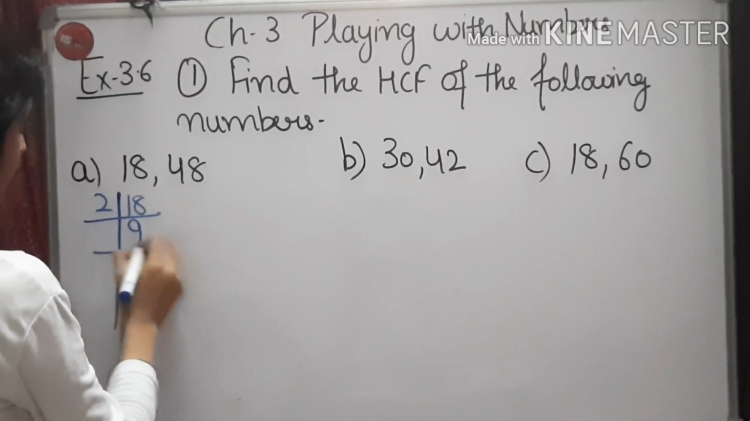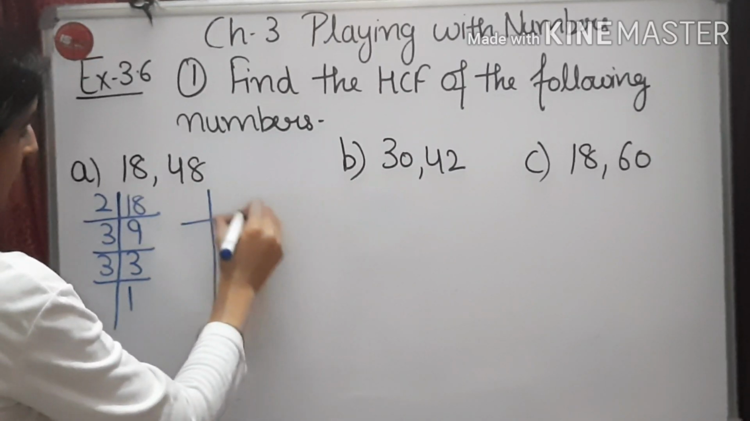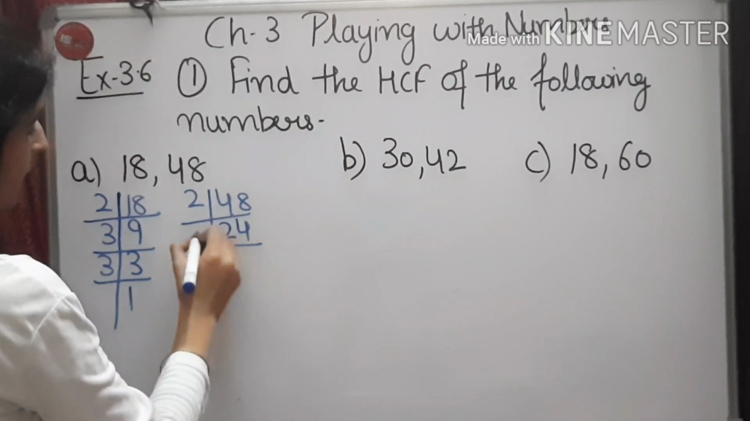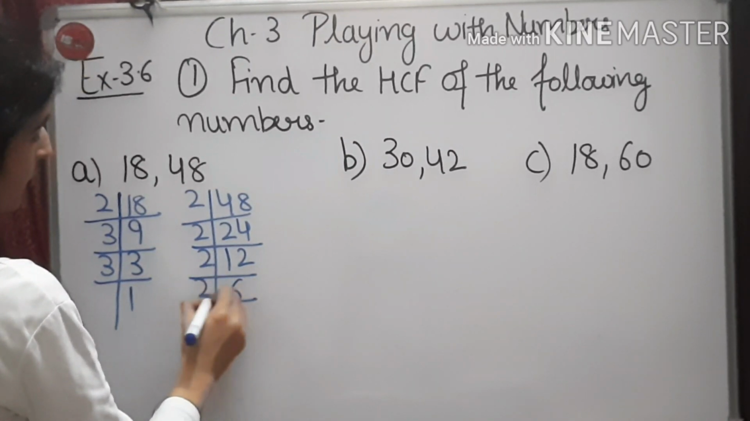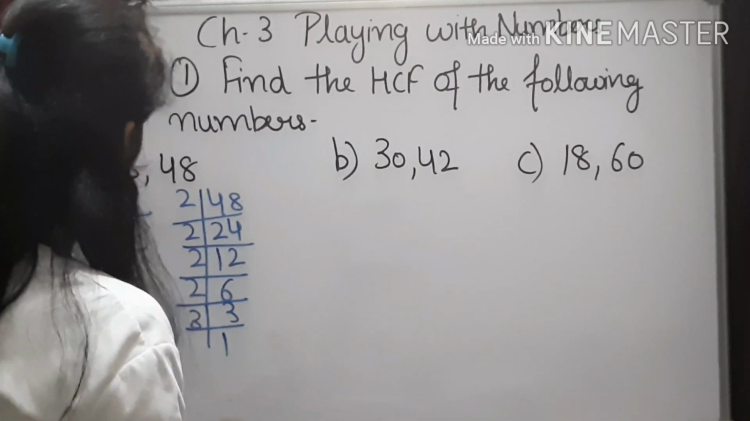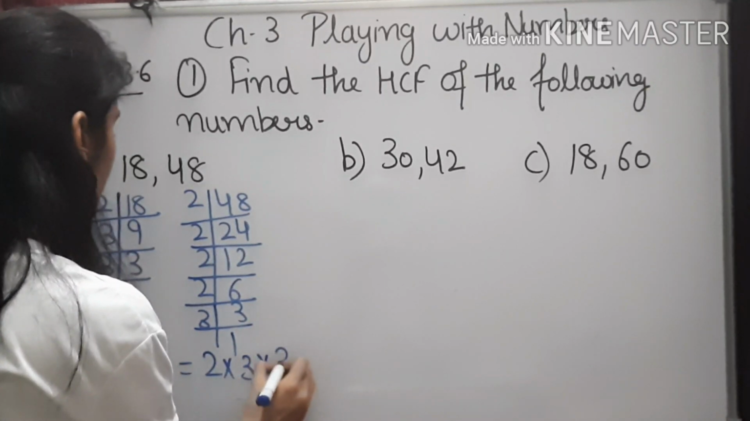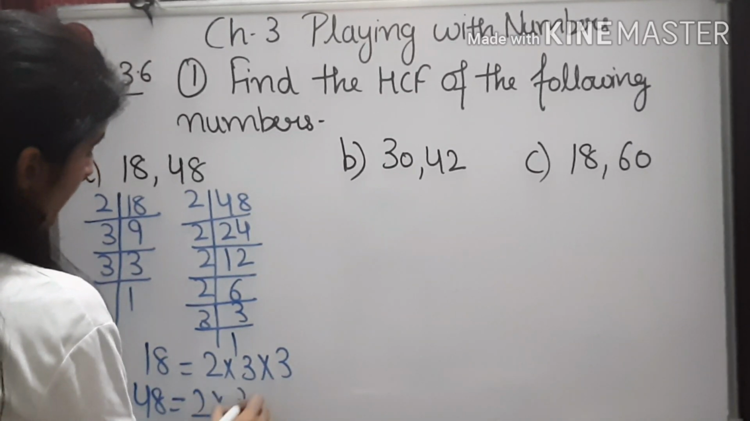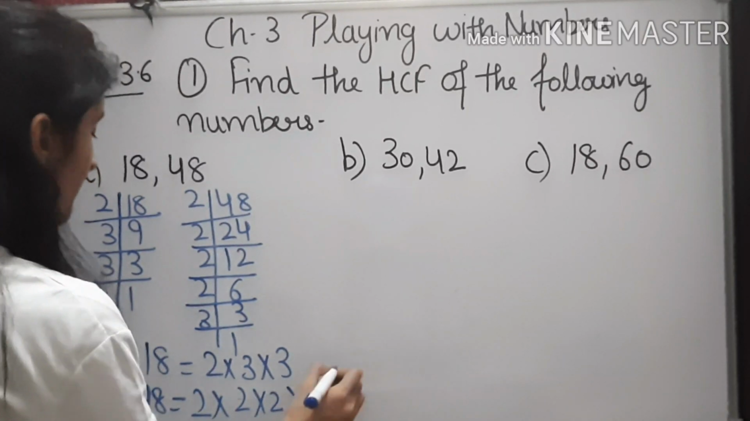2 9s are 18, 3 3s are 9 and 3 1s are 3. Then here we have 48. 2 24s are 48. 2 12s are 24. 2 6s are 12. 2 3s are 6. And 3 1s are 3. Now 18 is equal to 2 multiplied by 3 multiplied by 3. And 48 is equal to 2 multiplied by 2 multiplied by 2 multiplied by 2 and multiplied by 3.